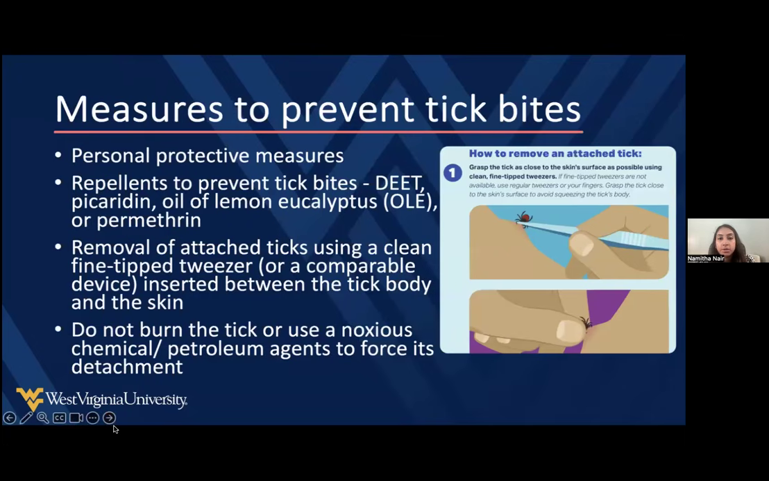So, what are the measures to prevent tick bites? Personal protective measures: wearing long sleeves, and you can use insect repellents. And if you do have a tick bite and you notice that it's attached to your skin, they recommend getting that tick removed. You use a fine tip tweezer and try to insert it between the tick body and the skin, like in the image here. Do not try to burn the tick or use any form of noxious chemical or petroleum agents to force the tick to detach on its own. Just use the tweezer or a similar device to get it out.